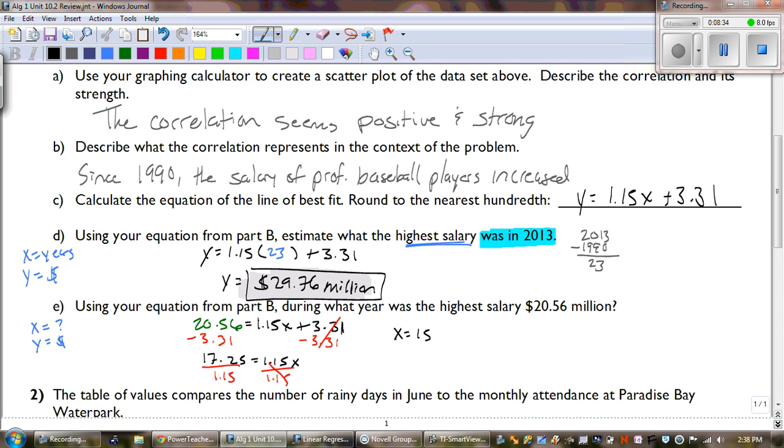So in the year 15, no, that's not the answer. Remember, that's 15 years after 1990. So we're going to take 1990, we're going to add 15 to that, and then you get your answer of the year 2005.